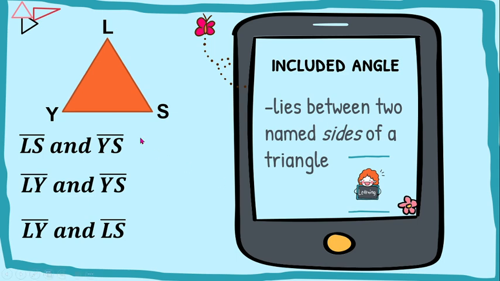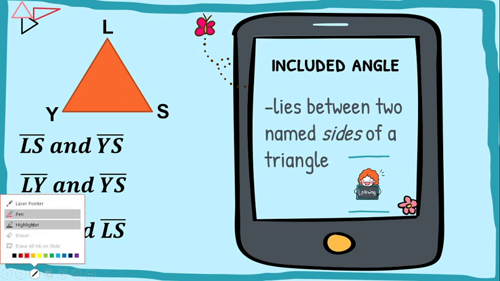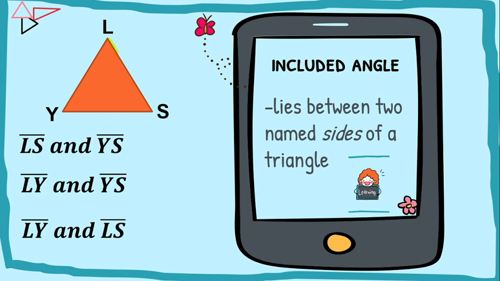So, take a look at this triangle. We have here triangle LYS. And here are the given sides. So, hahanapin natin yung included angle. From the word in, ito yung nasa gitna. So, we have here side LS. We're going to use highlighter para makita nyo. So, side LS and YS. What is the angle between the two sides? If we take a look at this, the angle between side LS and side YS is angle S. Very good.